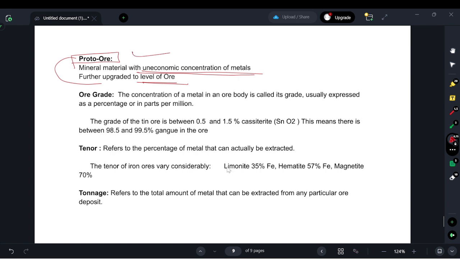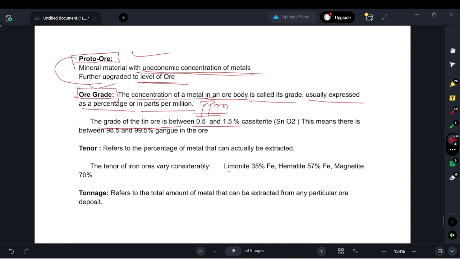Now what is the ore grade? This is also important. They have asked this question in the last year also. It is the concentration of metal in an ore body. Whatever the concentration of metal in an ore body is called its grade. This is usually expressed in percentage or ppm, that is parts per million. For example, the grade of tin ore is 0.5 to 1.5%.